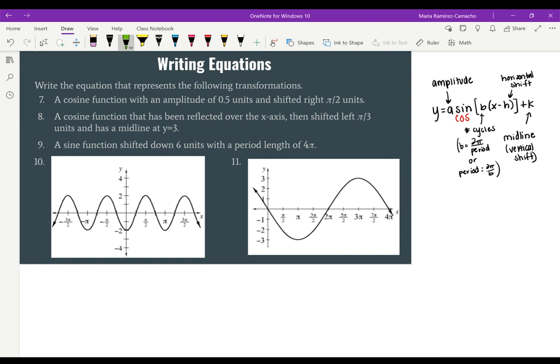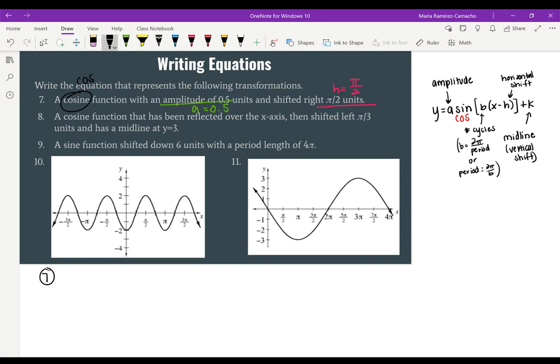A cosine function with an amplitude of 0.5 units and shifted right pi over 2 units. So our a value here is 0.5. Shifted right, that's horizontal, so h is pi over 2. There's no mention of period or of vertical shift or midline, so we won't plug anything in for those values. We'll assume that those are just standard values, and then it is cosine.